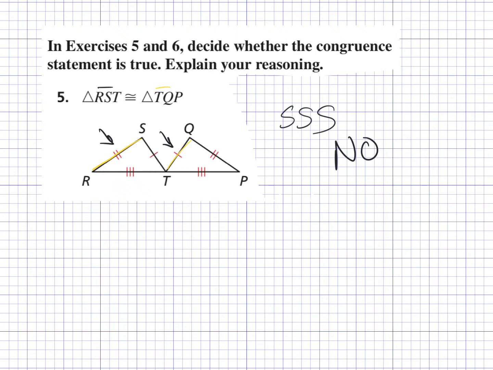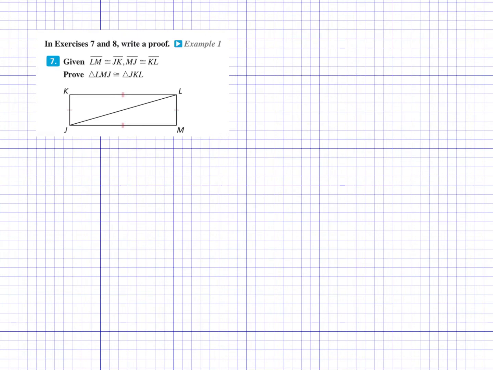So if the order's wrong, do not say that they're congruent. Now, we can argue whether or not the two triangles are congruent. That's not what you're learning. So the order has to be correct, so make sure you check it. All right, now, proof. Let's go ahead and get started.